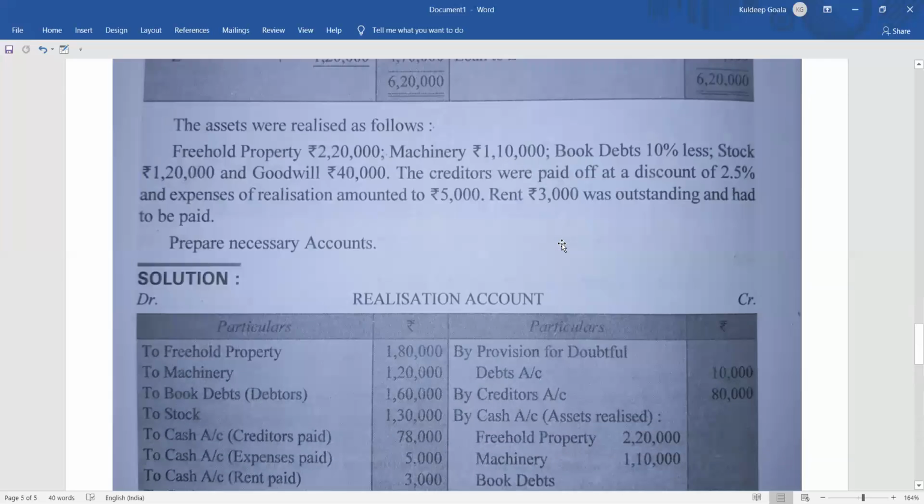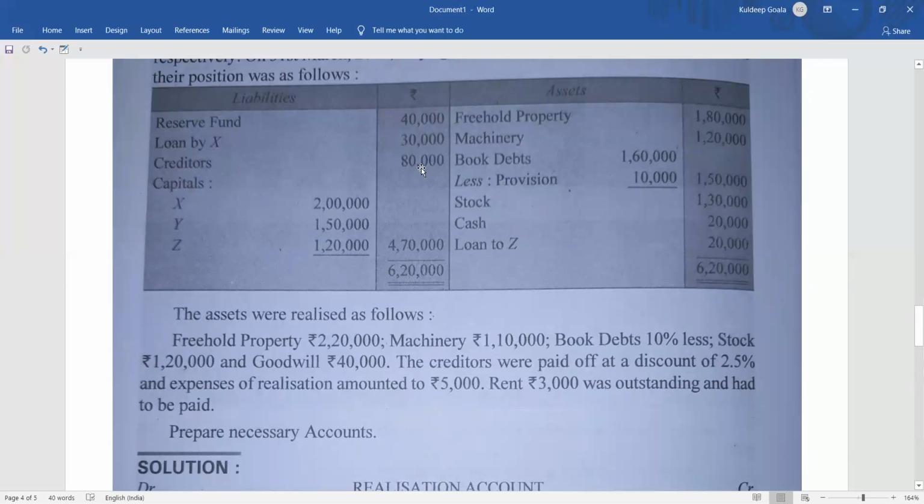Then coming to the next one, is there anything else in the liability side? No. In the asset side we have got one. What is that? Loan to Z. As I have already told, if it is not mentioned how it is settled, it will be settled through the partners capital. And how it is settled, we have seen the entry just now.